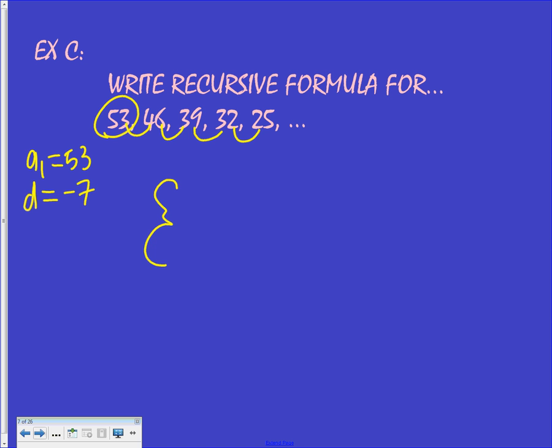So it says my first term is my first piece, and my first term here is 53. Then it says give me the formula. So I'm going to write a sub n equals, and then it says that previous term, so a sub n minus 1, take that and do what? Well, we said subtract 7, so minus 7.